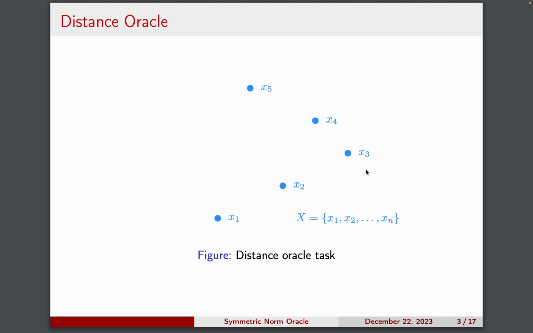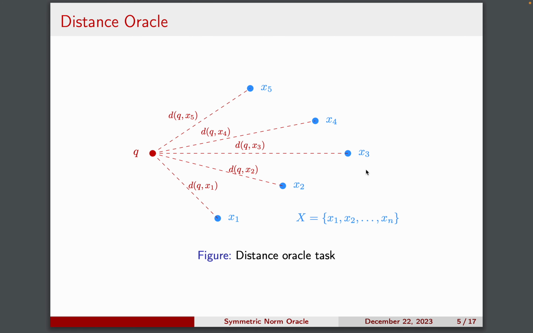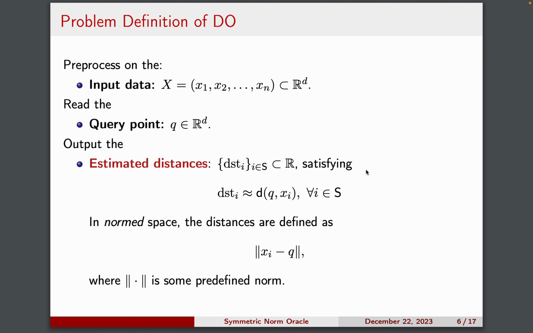Now imagine we have a data set of some points, which are the blue points in the figure. And then we have a query point Q. Now we need to answer how close this point Q is to the data set. So we need to estimate the distance from Q to these points. This is the formal mathematical definition of the distance oracle. We have to preprocess the input dataset, and then we read the query point. Now we need to output the estimated distances.